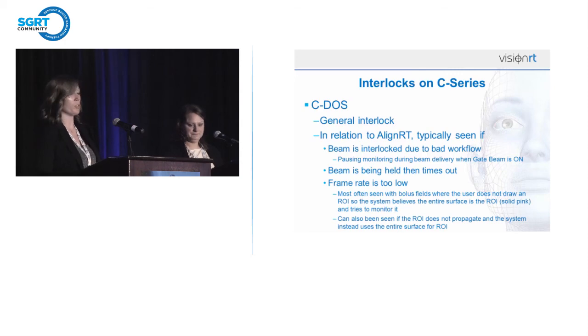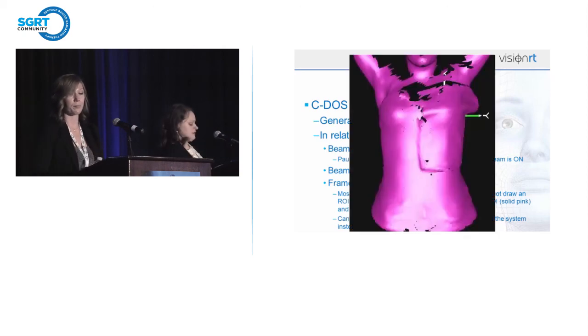So let's say we've captured a bolus surface and we didn't draw a region of interest. Or when we took a new surface, our ROI did not propagate, and the system is then using the entire surface for the region of interest. Just to show what that would look like, if you take a reference capture and you see a solid pink surface like this, it means that the system is trying to use the entire surface as the ROI. When it starts to monitor, the frame rate is going to be incredibly low. What we've noticed on C-Series is that it causes the CDOS interlock, and you're not going to be able to treat. So if you ever see that solid pink surface after you take a reference capture, just edit your ROI and draw it back in.